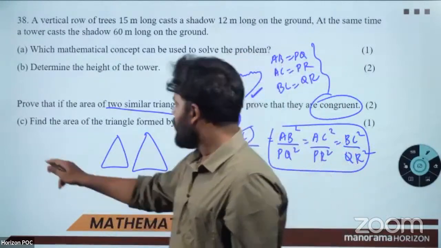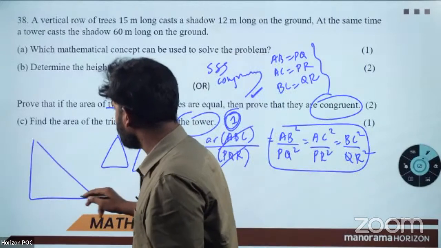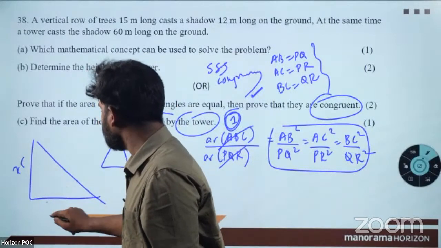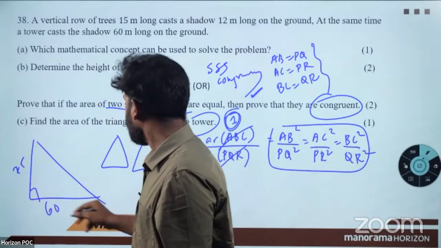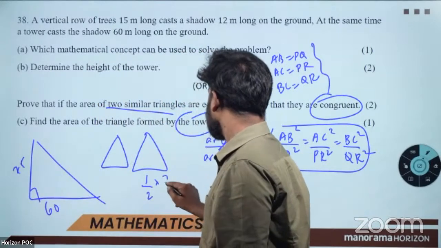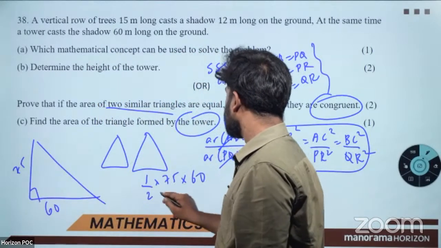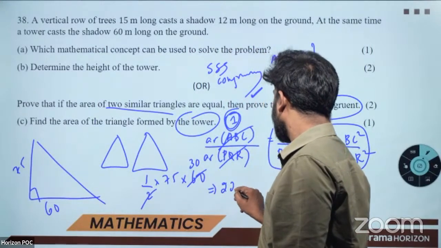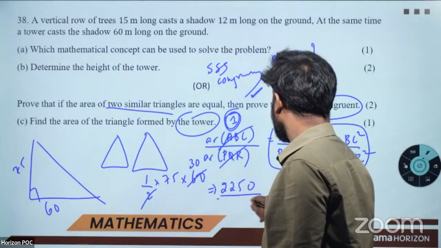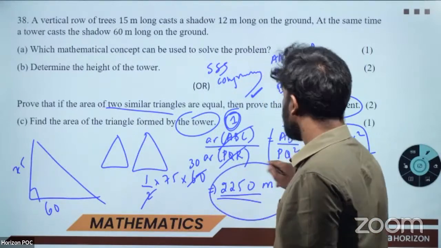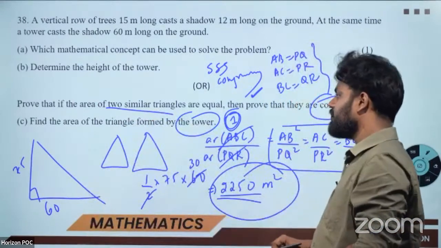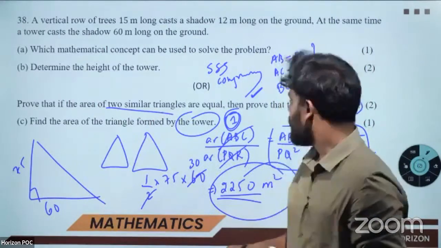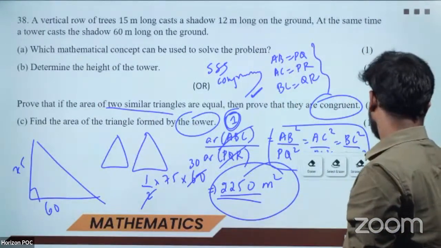Now find the area of the triangle formed by the tower. In case of the tower, you got it as how much? The height is 75 and the base is 60. So what is the area here? It is half into 75 into 60. So when you cancel, this one is 30 and you get 225, then put a 0. So 2250 meters square. And this will be the area that is formed by the tower. Clear?